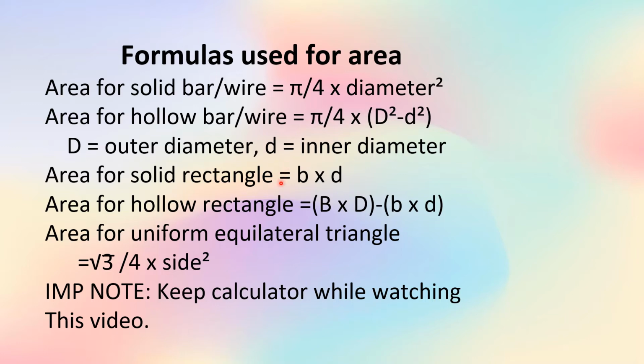Area for a solid rectangle is equal to B into D. Area for a hollow rectangle is equal to (capital B into capital D) minus (small b into small d). Area for a uniform equilateral triangle is equal to under root 3 divided by 4 into side square.